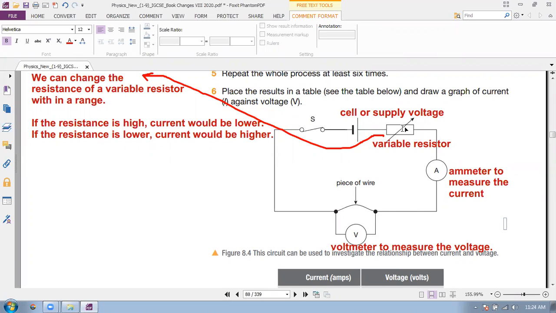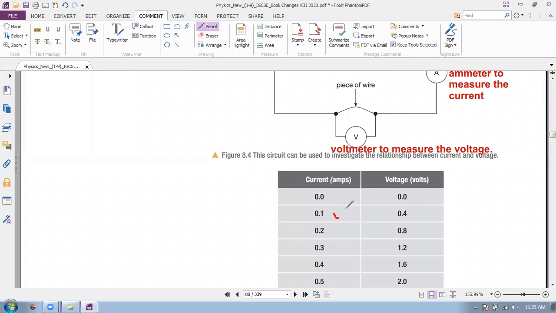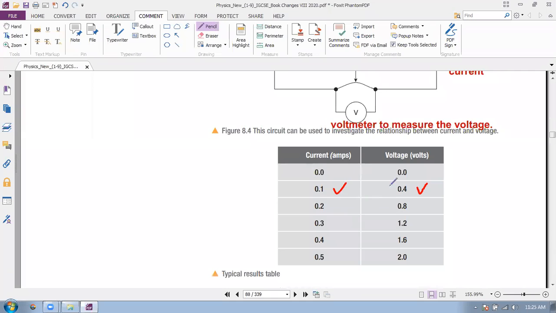And if we keep the resistance at maximum value, the lowest amount of current is flowing through the circuit. That current will be measured by the ammeter, and the voltage drop across this piece of wire would be measured by this voltmeter. And this is listed here. Look at this. Current is 0.1 ampere, then voltage is 0.4 volts across the piece of wire.